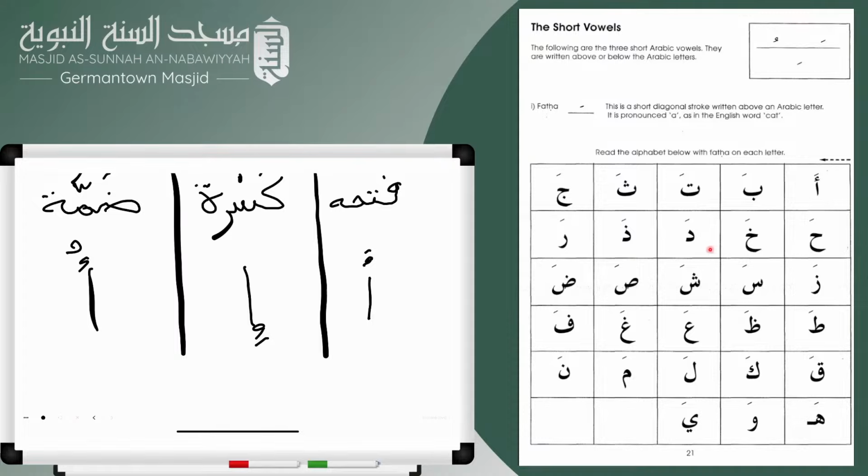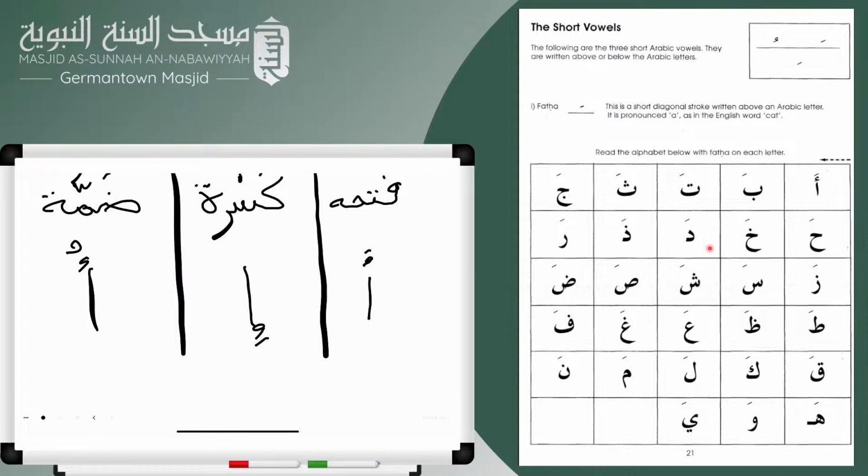Next letter, dal, correct? When a fatha lands on it, the resultant is da. So you spell it to me when I ask you to spell it as dal fatha da. Dal fatha da.